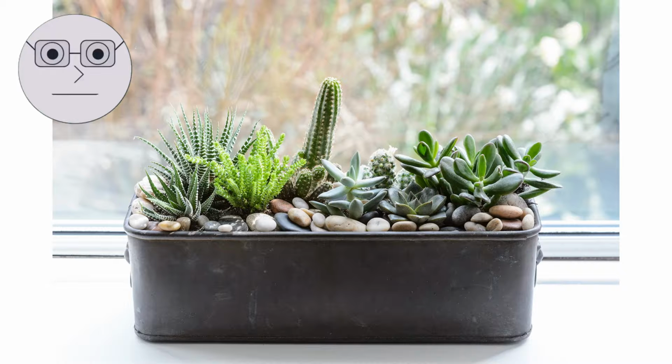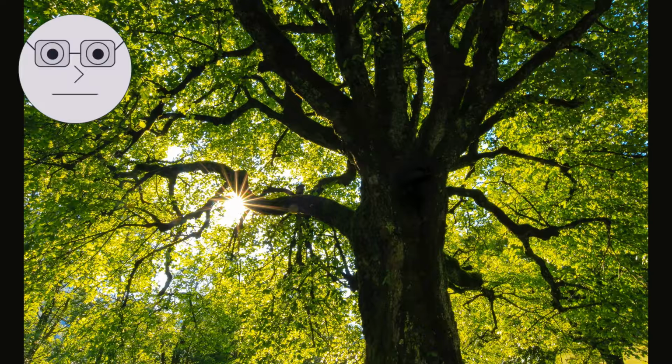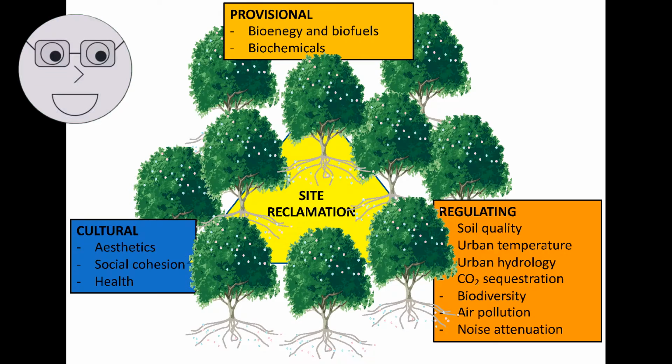Plants have many functions that are essential for the survival of all living organisms on Earth. One of the primary functions of plants is photosynthesis, where they convert sunlight into energy and release oxygen into the atmosphere. Forests are the lungs of the Earth, producing oxygen and absorbing carbon dioxide, a greenhouse gas that contributes to climate change. Plants also provide food and habitat for a diverse range of animals, from insects to mammals.